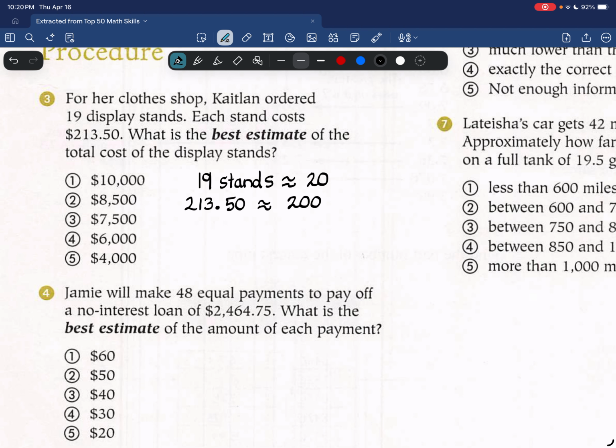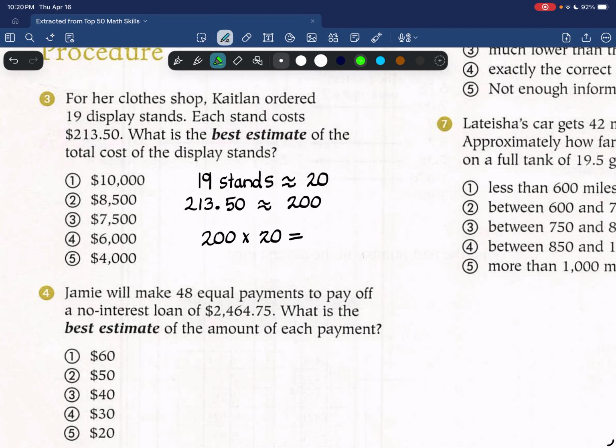And you notice this problem is not a calculator problem. So it's not like I can pick up my calculator and whiz through the actual math. I need it to be as simple as I can make it. What is the best estimate of the total cost of the display stands? So I would need to say 200 times 20.